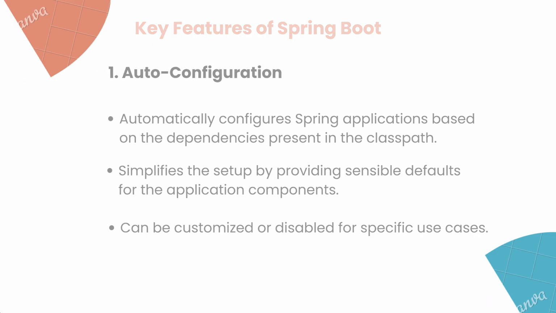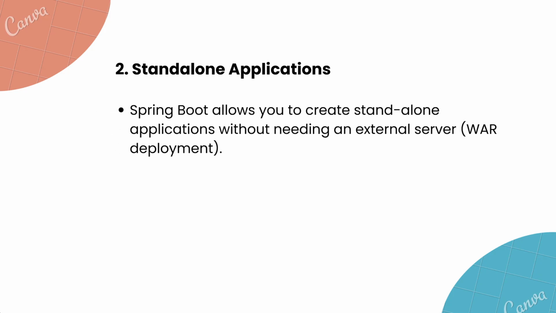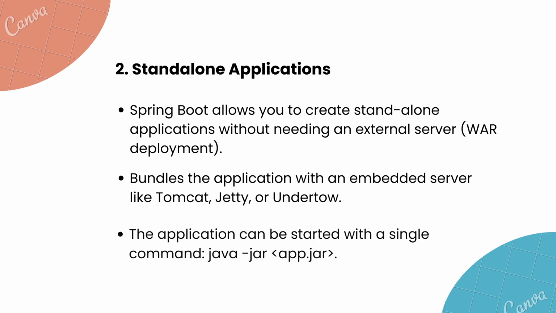boilerplate code. Standalone application. In Spring Boot, we can create a standalone application without needing an external server. It bundles the application with an embedded server like Tomcat, Jetty, or Undertow. This is one of the defining features of Spring Boot, simplifying deployment and reducing setup complexity. The application can be started with a single command, that is java -jar app.jar.